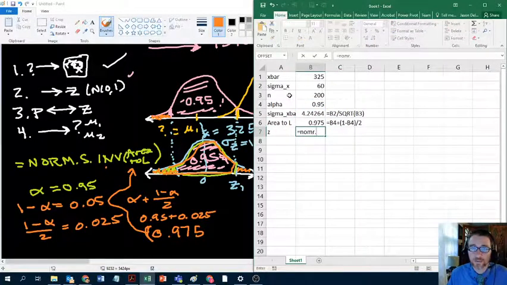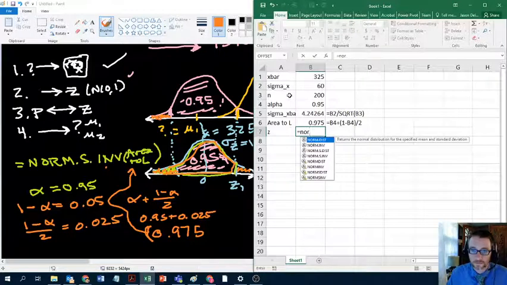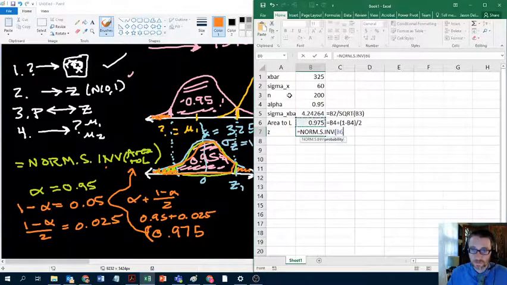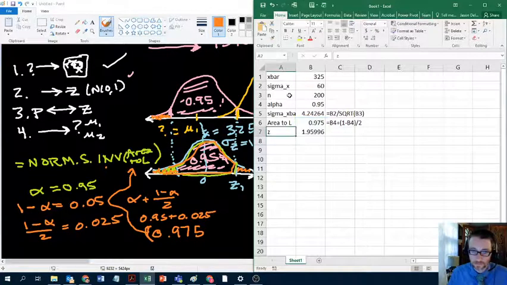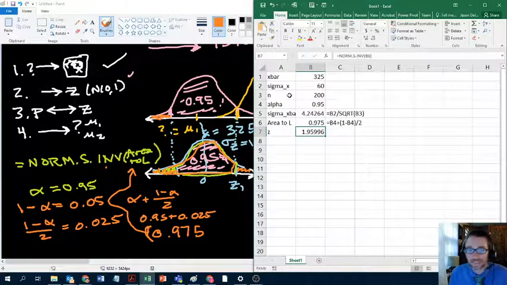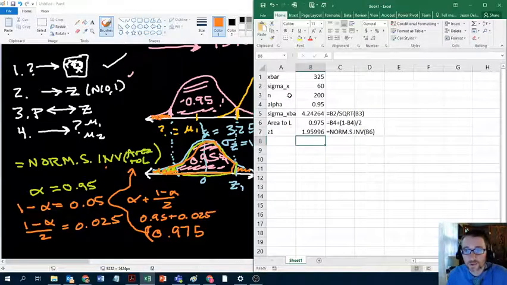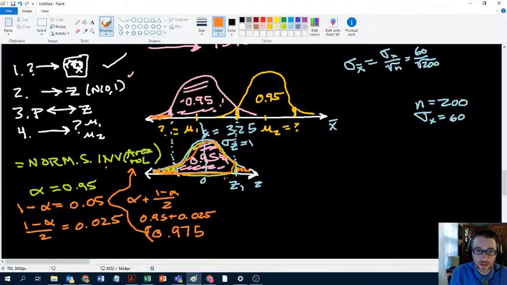Our z is going to be norm.s.inv of that. And so there's our z. 1.96 essentially is our value for z1. I'll leave that there for a second in case you want to pause and read those. Okay, going back to our work, this z is now 1.96. And that's the end of step 3, the first half of step 3.